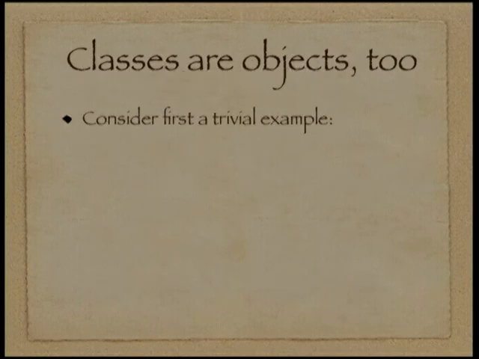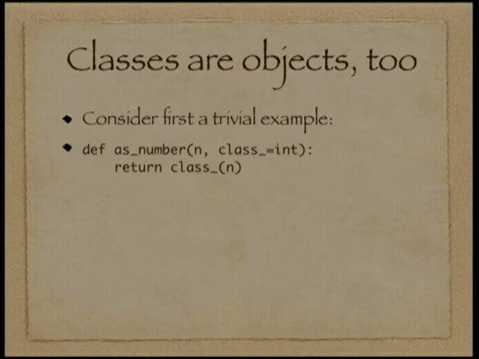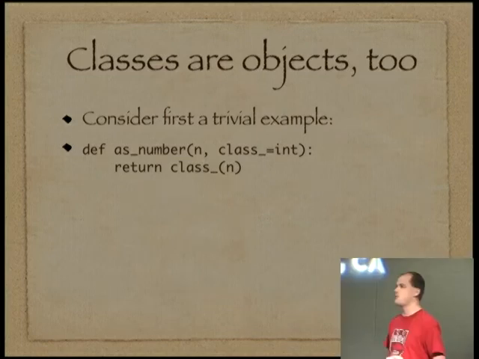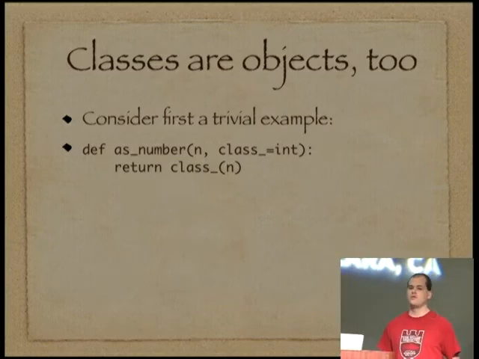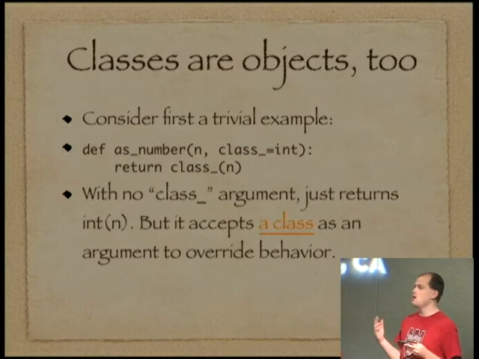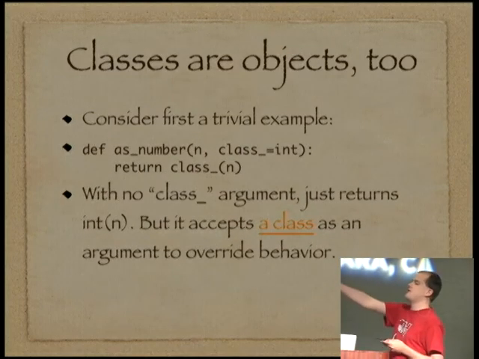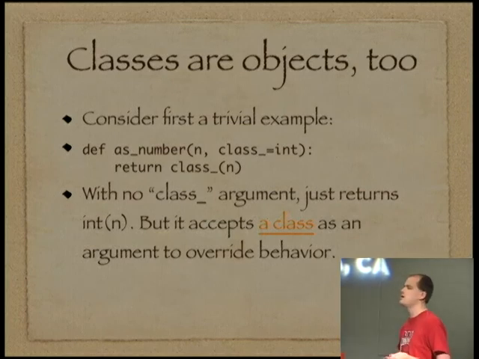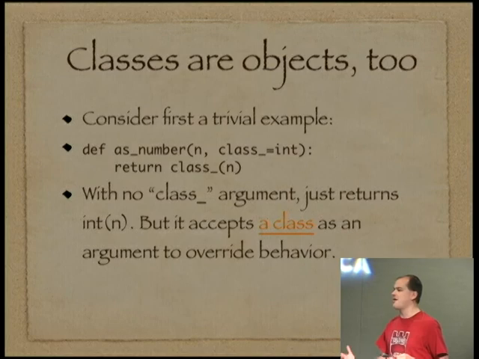To demonstrate this point really fast, I'm going to set up a very trivial example, which is this asNumber function. What this function does, if you send it one argument, is it returns the integer representation of that number, or if it won't work as an int, it will raise a type error. There's a second argument I've added here, this class that you can send. I'm sending the int class by default, and it accepts a class as an argument to override that behavior.